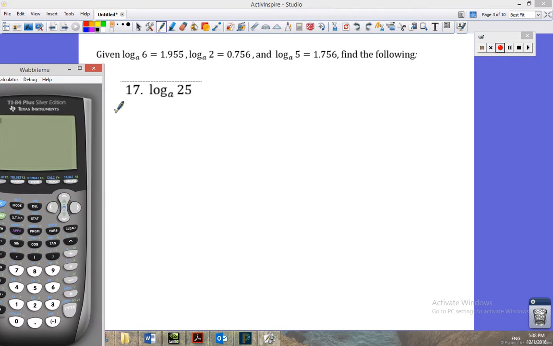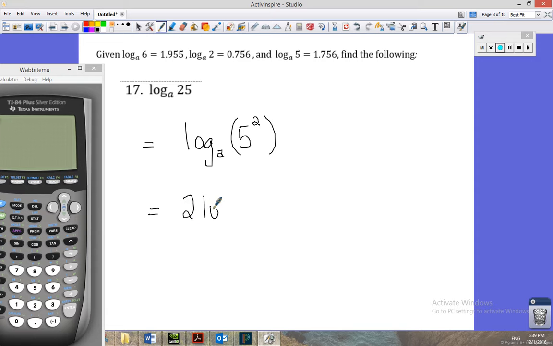So again, I want to somehow rewrite this using the information that I have been given, the log of 6, the log of 2, log of 5. I can look at 25 and see that it's 5 times 5. Really, I guess what I can do, which is even better, is to recognize 25 as a perfect square, and it's 5 squared. 5 squared is the same thing as 25. Well, by the power rule, I can take this exponent of 2, and I can move it out in front as a coefficient. And I have 2 times log base a of 5.